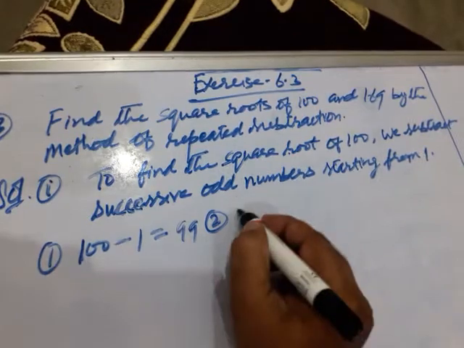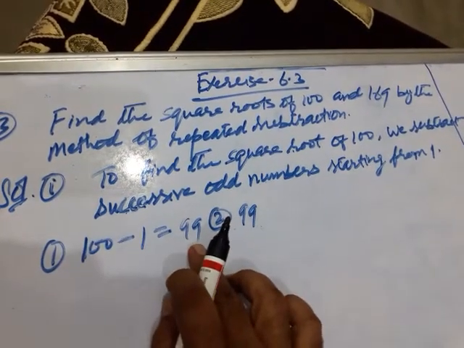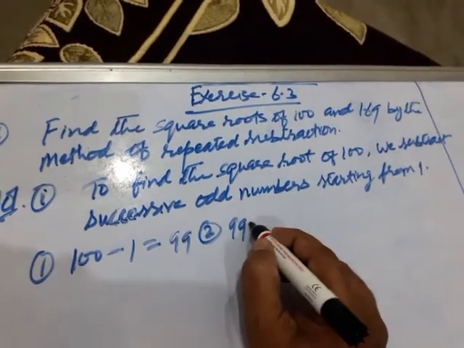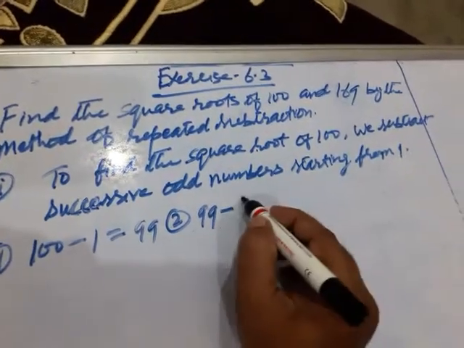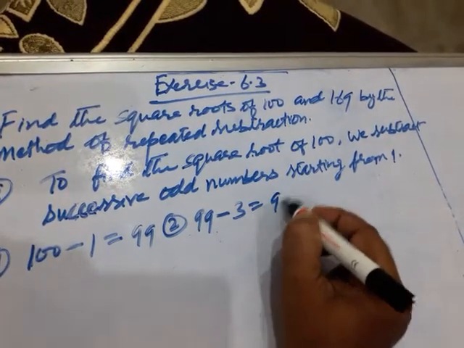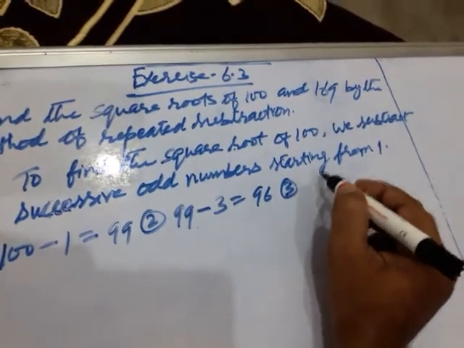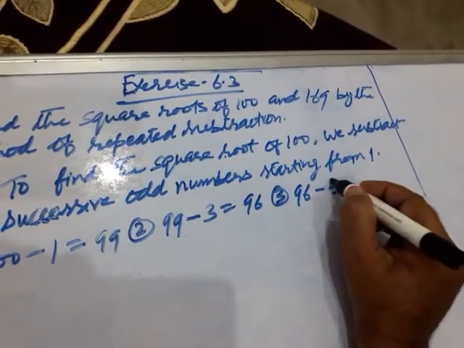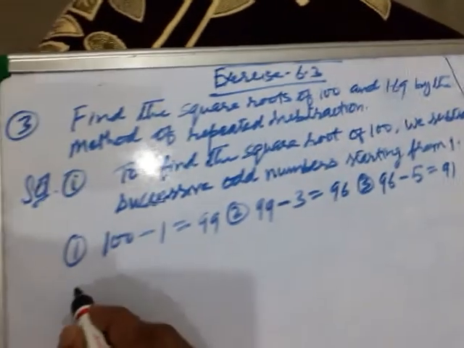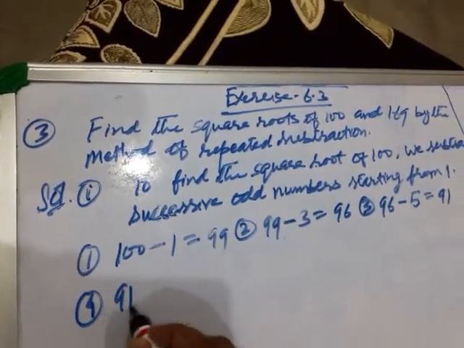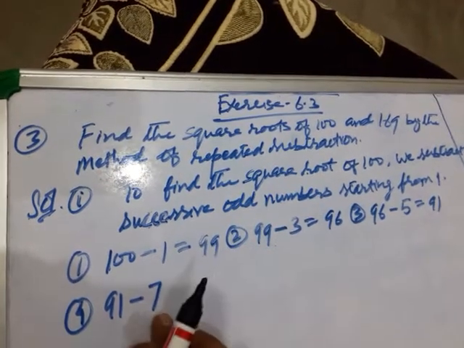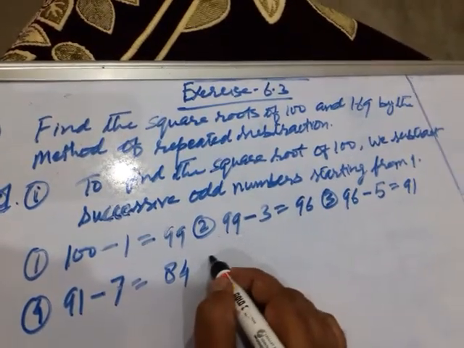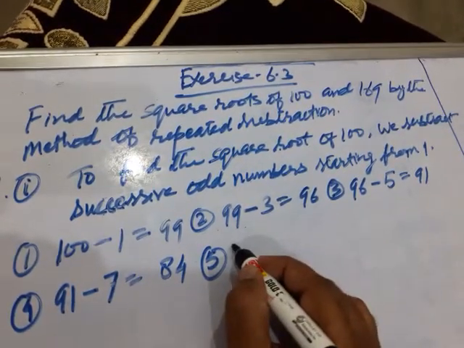Second step: 99 is the remainder here. Now 99 minus the second odd number, 3, is 96. Third step is 96 minus the next odd number, 5, that is 91. Fourth step is 91 minus 7, the next odd number, that is equal to 84. Okay, children.